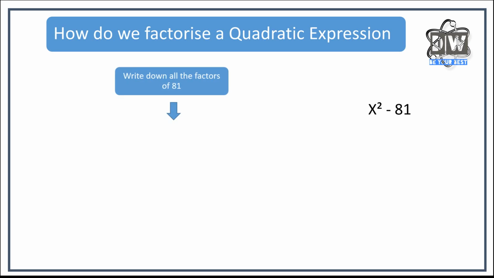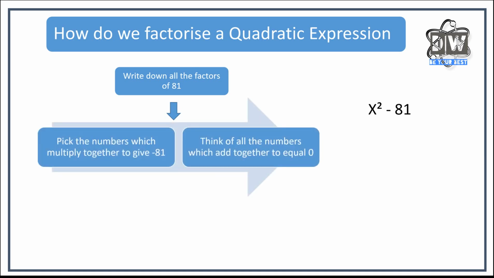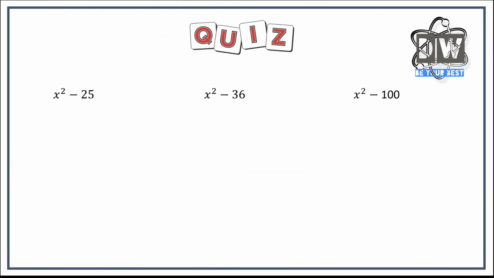Okay, so here we go. We write down all the factors of 81. I don't think you need to do that. I think you can just ask, what's the square root of 81? But anyway, pick the numbers that multiply together to give us minus 81 and add together to give us 0. The square root of 81 is not 1 times 81, it's 9 times 9. 9 times 9 equals 81. So we put that into our brackets. We make one of them a positive and one of them a negative, and we are away laughing. Hopefully you found that ridiculously easy. Here are 3 more questions for you. Pause the video now, give them all a go, and then come back and see if you've got them right.